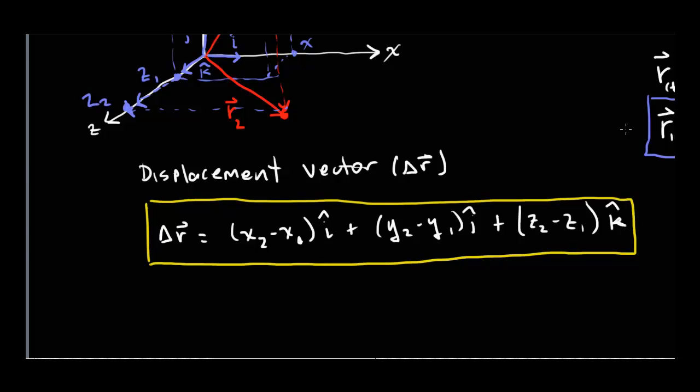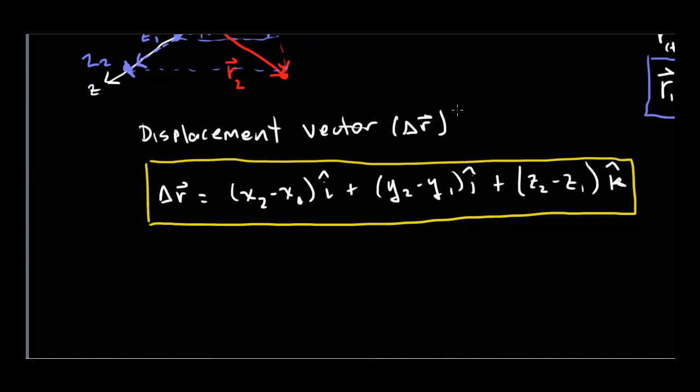And we could keep going with this. How would you define the velocity vector? If we had a displacement vector, could we come up with a velocity vector?